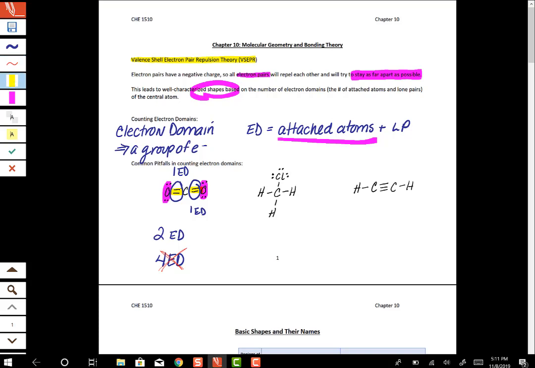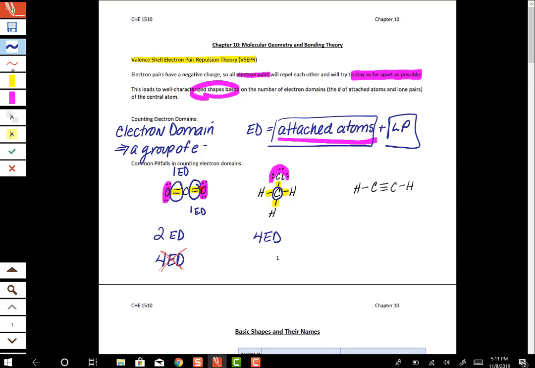If we look at this next example, there's 1, 2, 3, 4 groupings around that central atom, and so there are 4 electron domains. The issue with this problem is sometimes students see the lone pairs on the chlorine and want to count them, but we are only looking at the electron domains around the central carbon atom. So that's what we're counting: the lone pairs on the central atom and the attached atoms of that central atom.